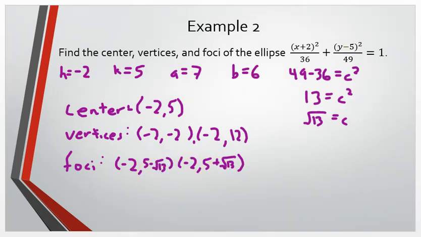And then make sure that if there are any like terms or any numbers that can be reduced and simplified, that you do so. But since we have one whole number and one radical, they are not like terms, so they stay apart just as they are. And that's it for this first bit of notes on ellipses.